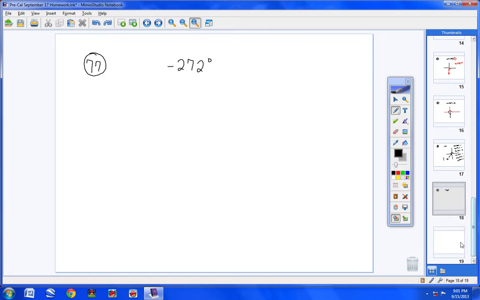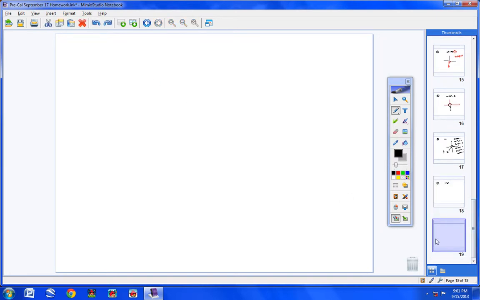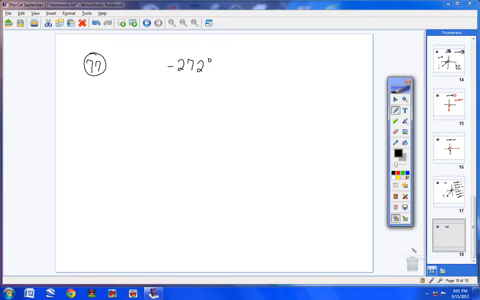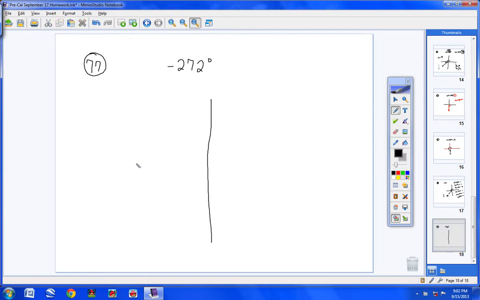And let's see what we got here. Last problem, which would be number 77. Let's take a look at this one. First thing we should do is draw our coordinate plane like we always try to do. And let's see what quadrant we're dealing with. Negative 272. There's 90. There's 180. And then there's 270. So 272 barely goes right here. So there's negative 272. So we know we're in the first quadrant.